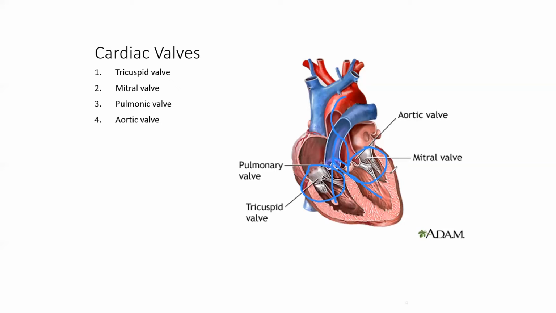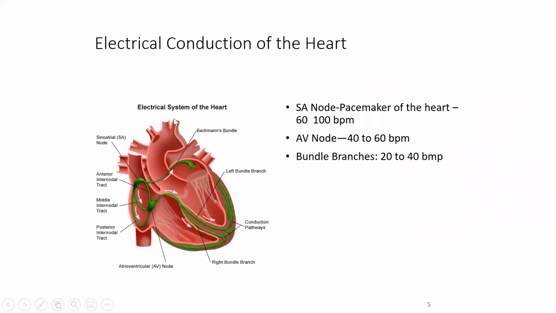There are some other valves that are in place. There is the pulmonic valve, and there's also the aortic valve. Now, the aortic valve is between the aorta and the left ventricle. The pulmonic valve is between the right ventricle and the pulmonary artery. So let's talk about the electrical conduction of the heart.